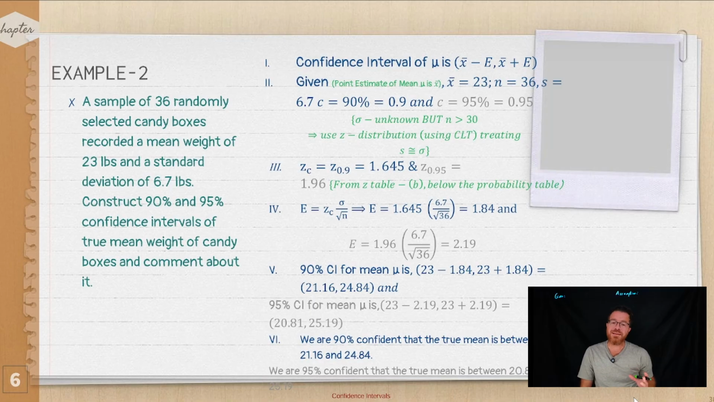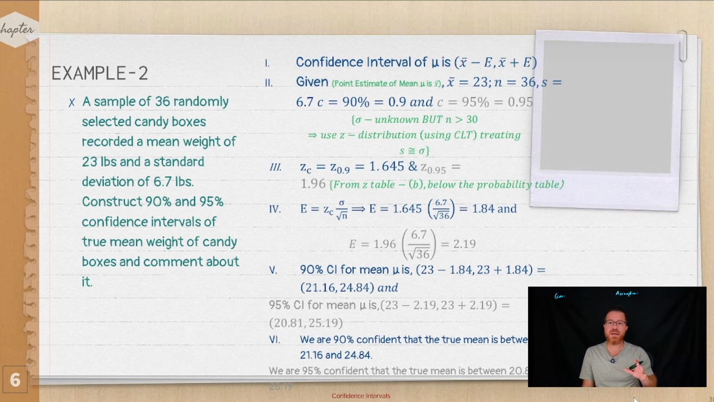The next example says that a sample of 36 randomly selected candy boxes was recorded with a mean weight of 23 pounds and a standard deviation of 6.7 pounds. Construct a 90% and 95% confidence interval of the true mean weight of these candy boxes and comment about it. So in this case, we actually have 2 problems we're doing at the same time.